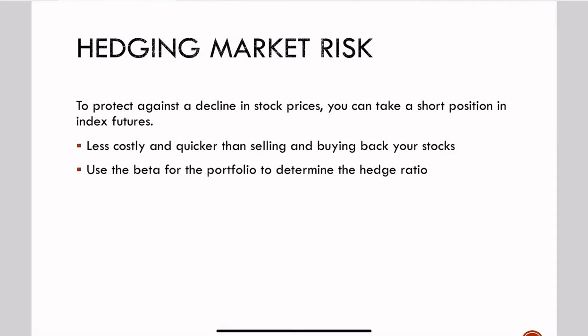Now, how do you decide how many contracts you would need to hedge your portfolio? Well, you would use your portfolio's beta, right? So, I mean, it's like in all hedging questions, you have to think about hedge ratio. Right? If you're using a short position in index futures to hedge your long position in equities, then you will use equities beta to determine the hedge ratio.